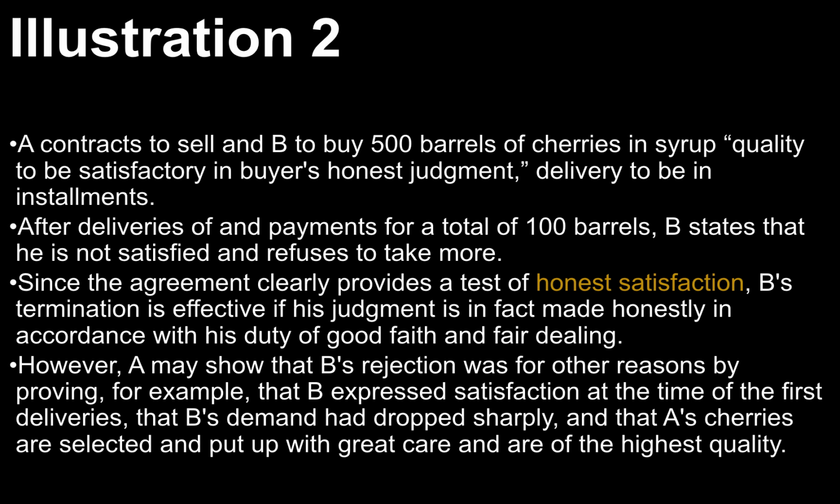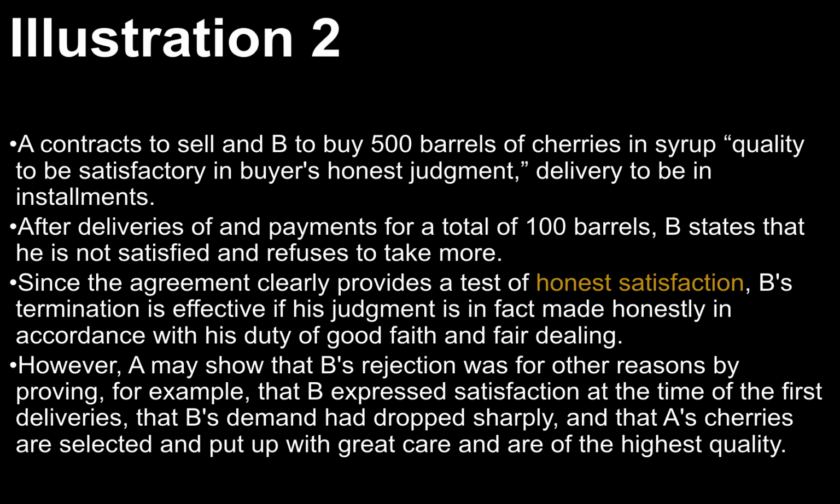A can potentially show that B is not, in fact, honestly satisfied, for example, by showing B expressed satisfaction with the first deliveries, or by showing circumstances such as B getting into a contract at a lower price for similar cherries, or B having sharply dropped demand on its resale of the cherries.